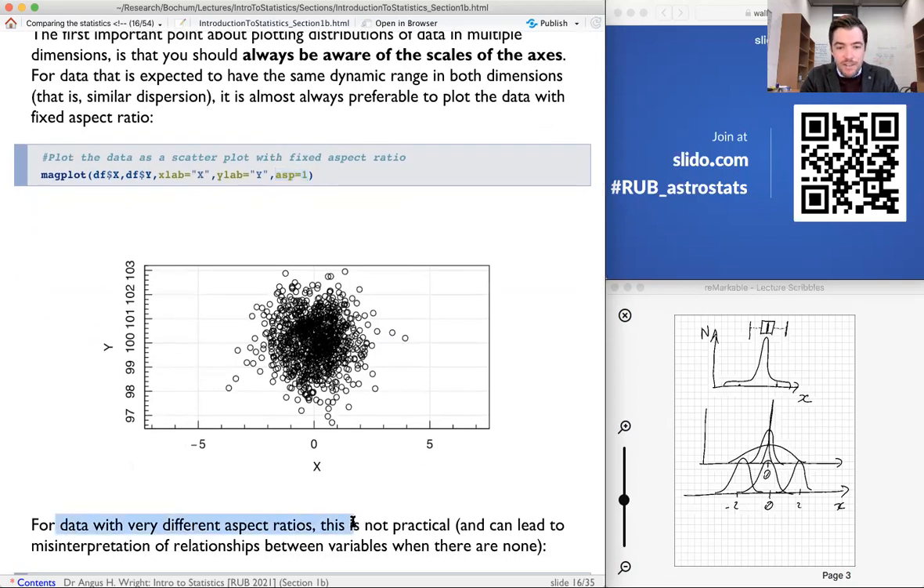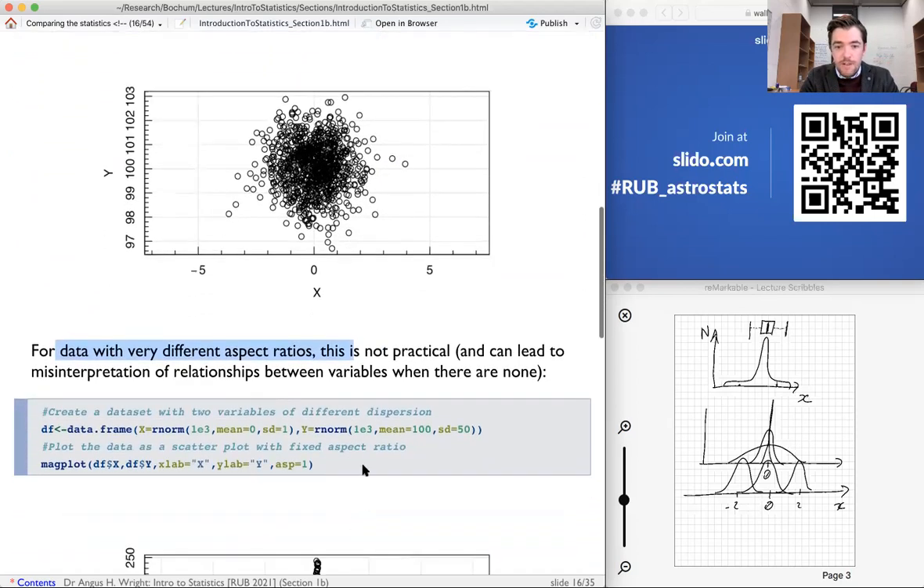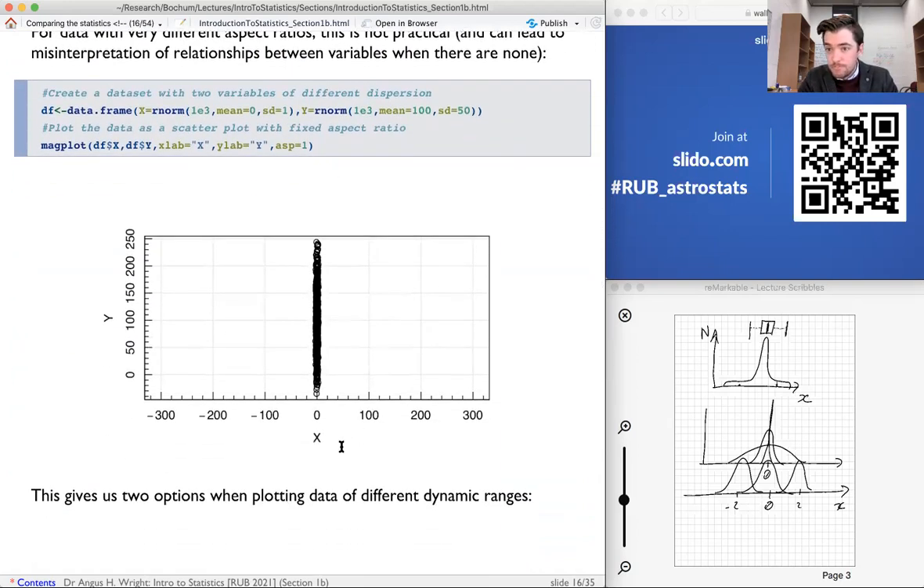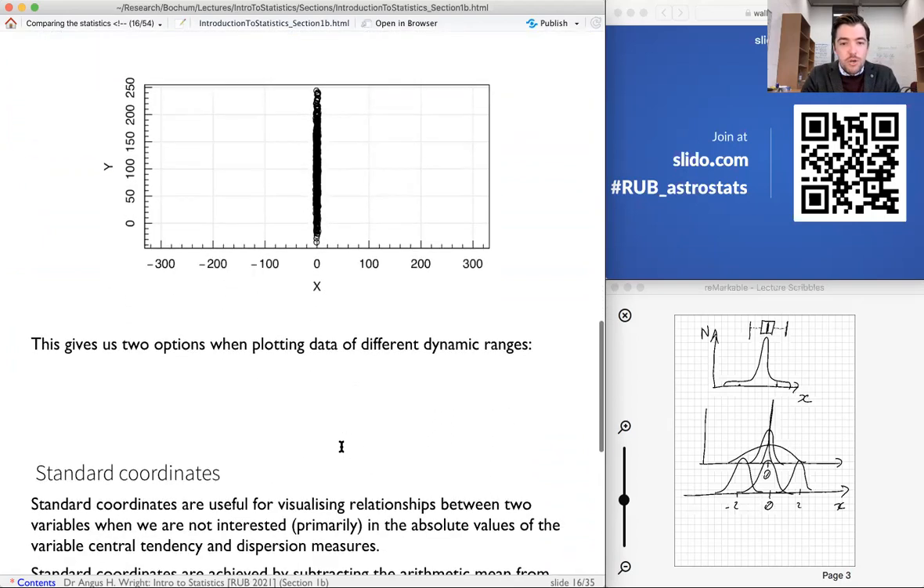For data with very different aspect ratios, using a fixed aspect ratio of 1 doesn't work for obvious reasons. So the question is, what do we do in order to measure or look at the relationship between variables that have very different dispersions in one variable and the next? Well, the first thing you can do is plot with two different y limits on the X and Y axis and tailor those to your own benefit.